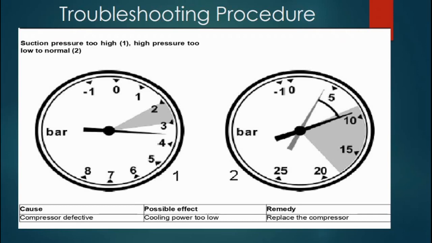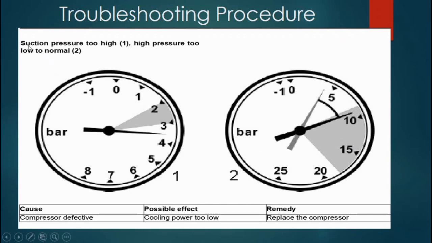Troubleshooting procedures. Here you can see there are two gauges. Gauge number 1 is the low pressure gauge, meaning the suction side, and gauge number 2 is the high pressure side. There are 4 possibilities of these two combinations. This shaded area is the normal low side pressure, and this shaded area is the normal pressure of the high side, and this should be correct.